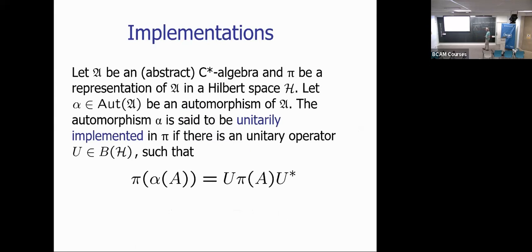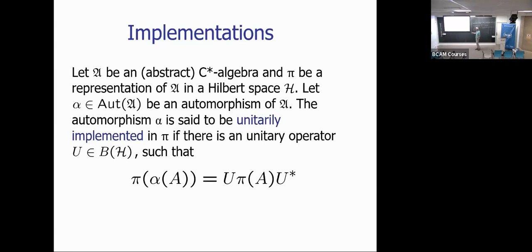Well, I have talked about representations of these algebras. I have also already introduced the notion of group representations, namely of an arbitrary group on the automorphism group of such an algebra. And now we can combine both concepts together in order to define the meaning of an implementation. Here we consider an abstract C-star algebra, and pi should be a representation of this algebra in the Hilbert space. We assume that there is an element of the automorphism group of the C-star algebra. And then we say that such an automorphism can be unitarily implemented in the representation if there is a unitary operator mediating the effect of the automorphism.